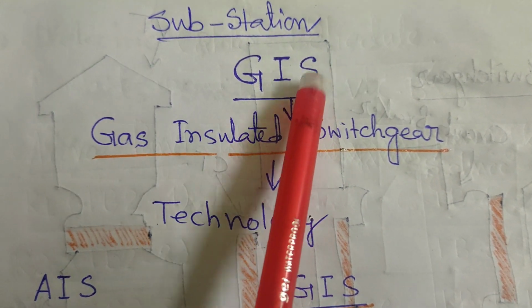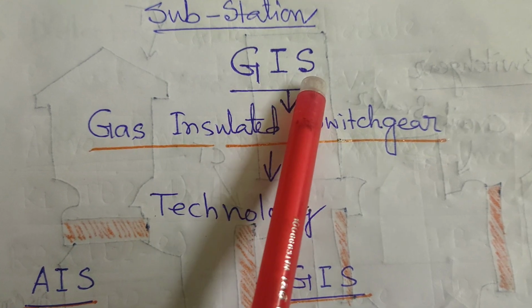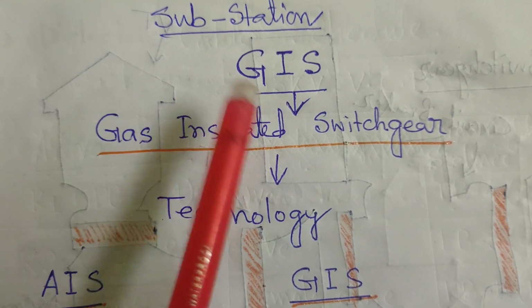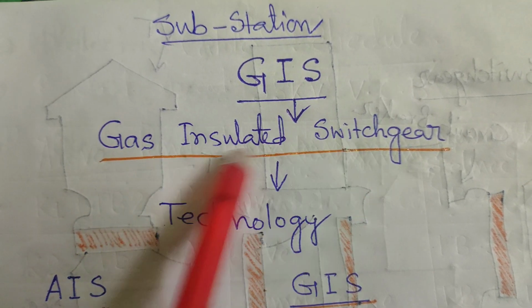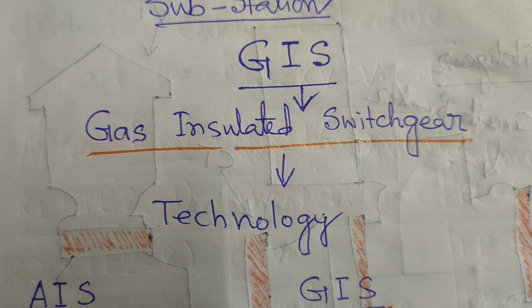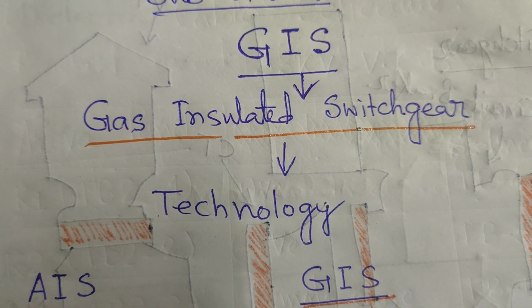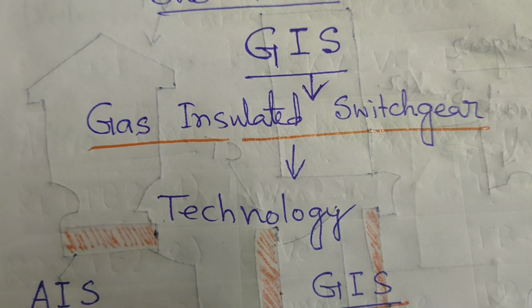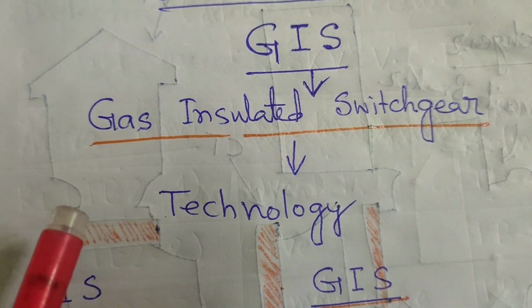It is not the substation; GIS is the gas insulated switchgear. All the parts of one AIS bay are accumulated together and connected tightly with each other, as separate units, to form a bay of gas insulated switchgear.